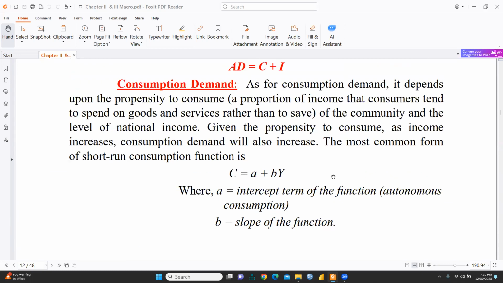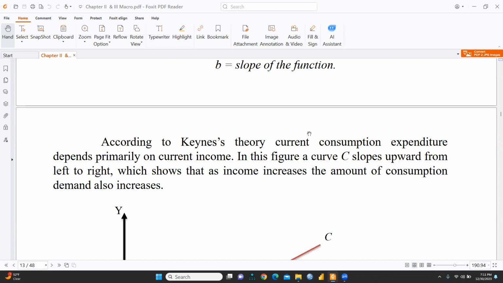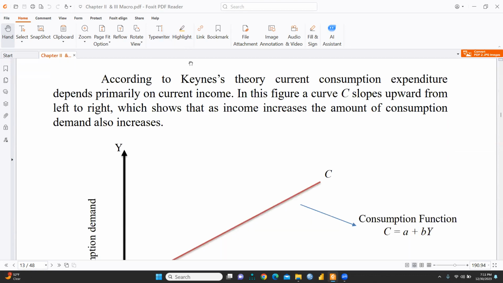Consumption demand depends upon the propensity to consume, the proportion of income that consumers tend to spend on goods and services rather than save, and the level of national income. So, given the propensity to consume, as income increases, consumption demand will also increase. The most common form of short-run consumption function is C equal to A plus BY. As income increases, consumption also increases. Here is Keynes' theory: current consumption expenditure depends primarily on current income.